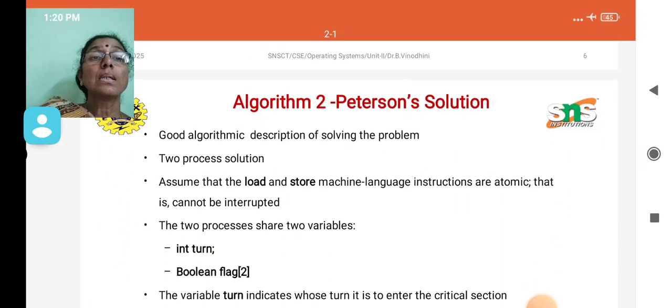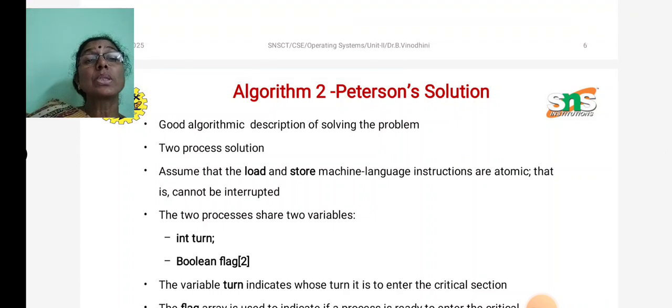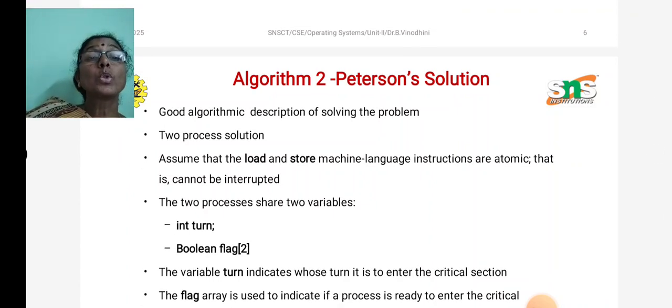Next, algorithm 2, the Peterson solution, where we are using two variables, turn and a boolean variable flag. Assume that the load and store machine language instructions are atomic. Atomic means once you enter into the condition, that statement should be fully executed. Suppose you enter into the function, that function is fully executed. After that, there is no interruption in that particular coding.